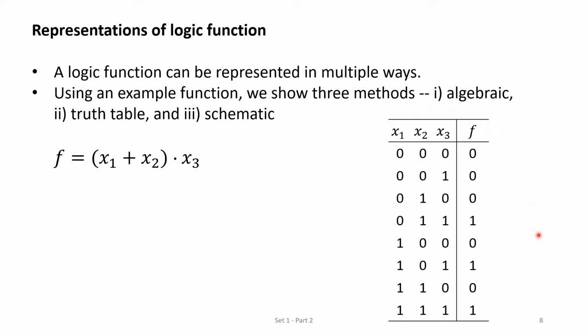This shows the truth table representation of the function. These three columns titled x1, x2, x3 have all the possible values that we can have. Since there are three variables and each variable can take only two values, 0 and 1, there are 2 to the power 3 possible inputs in this case. That means 8 combinations. And the rightmost column indicates the value of the function.